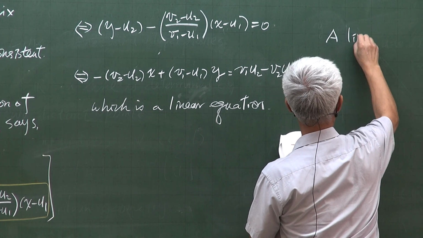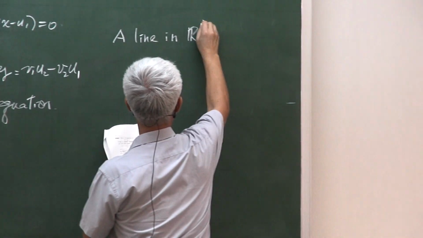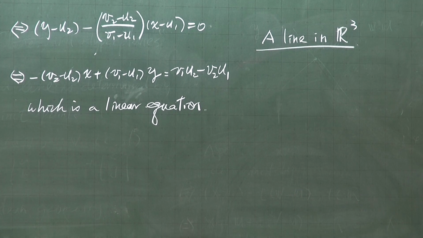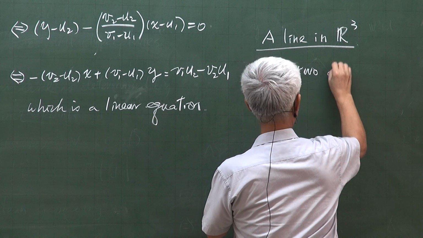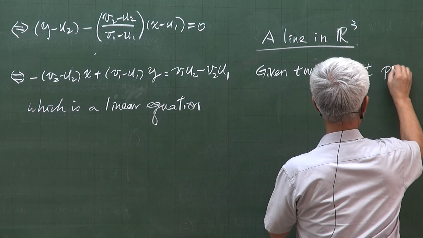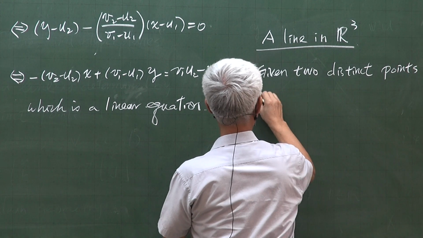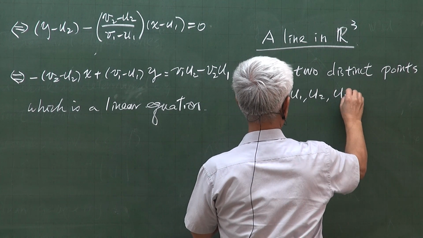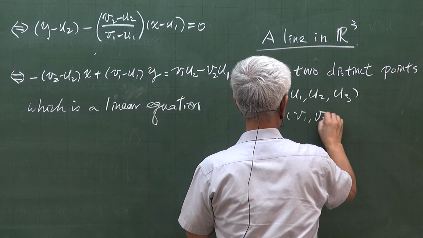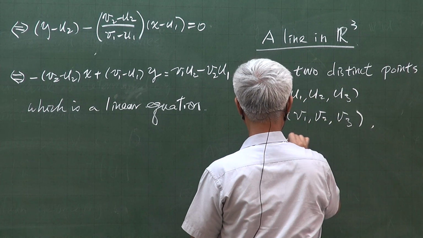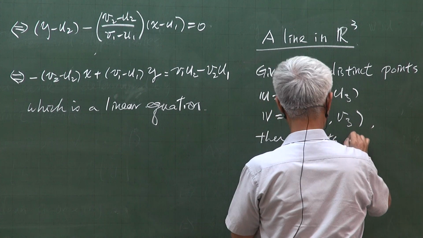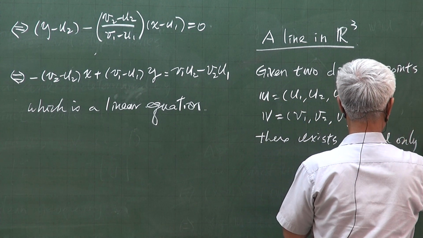Now I will go to a line in the three-dimensional Euclidean space. We go to a bigger Euclidean space, three-dimensional. Similarly, given two distinct points U equal to U1, U2, U3 and V equal to V1, V2, V3, there exists only one line.